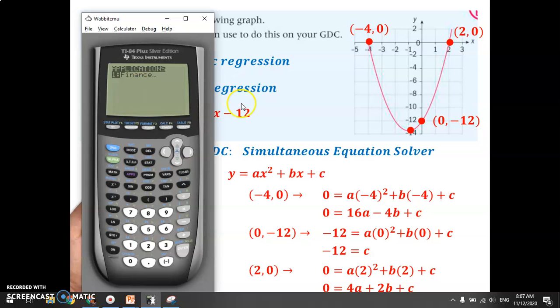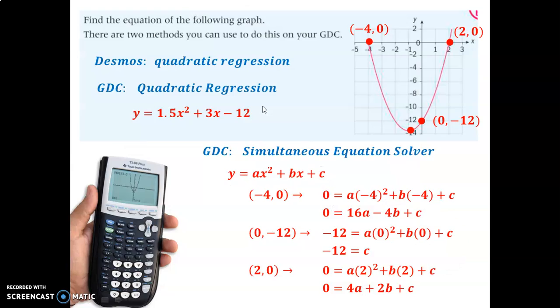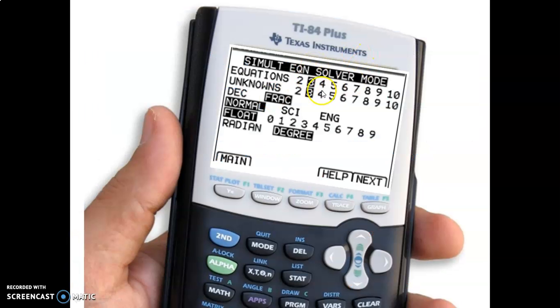Now you should be on what I'll show you is this next screen. No, not that one. Yeah, maybe this one. So once you're in simultaneous equation solver, you should see something like this.